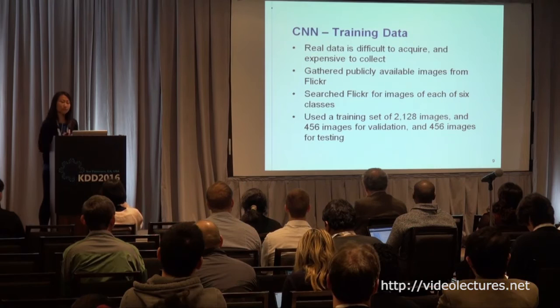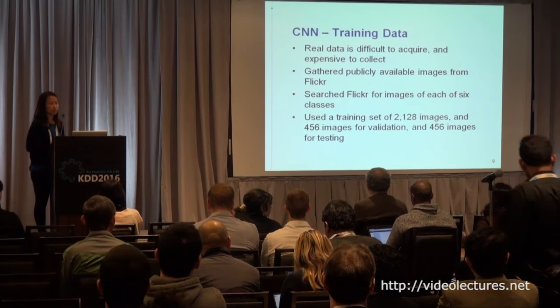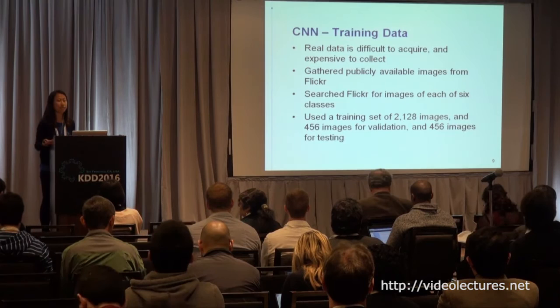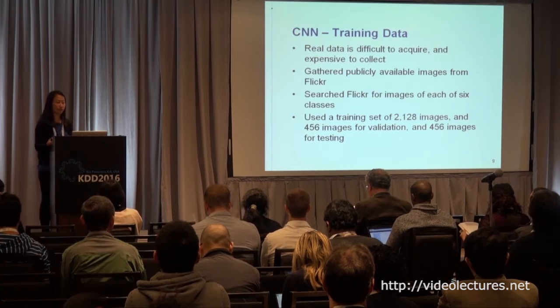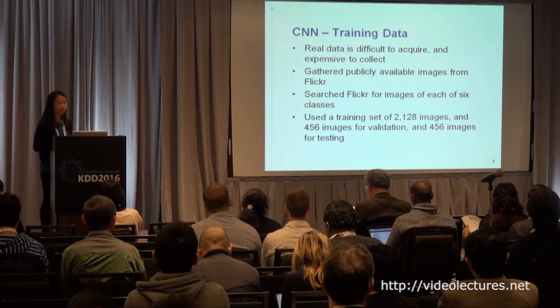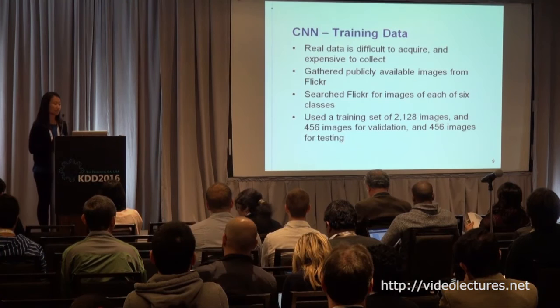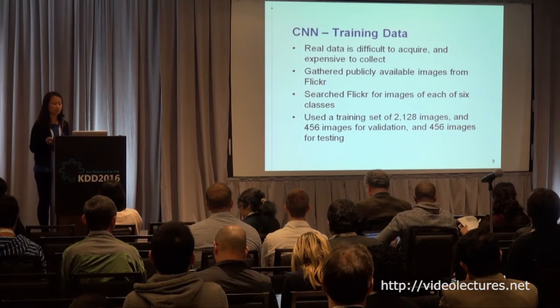So how do we train our deep learning model? For our particular application, real data is pretty hard and expensive to acquire. So what we had to do was resort to open source, publicly available image databases. So we used Flickr, and we searched for each of the six classes that we were interested in on Flickr, and we acquired a total data set of about 3,000 images, which we divided up into a little over 2,000 for training, and then roughly 450 each for validation and testing.